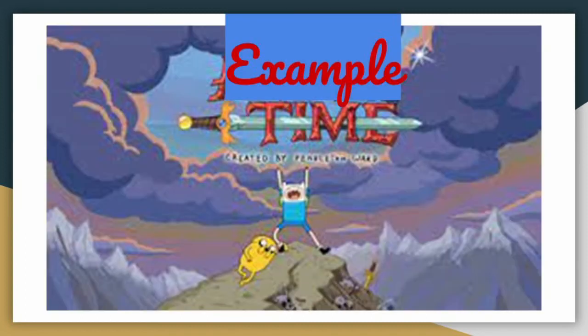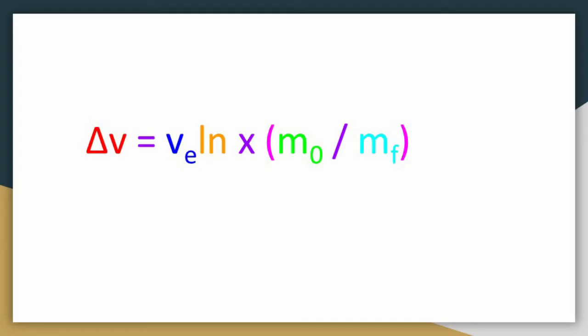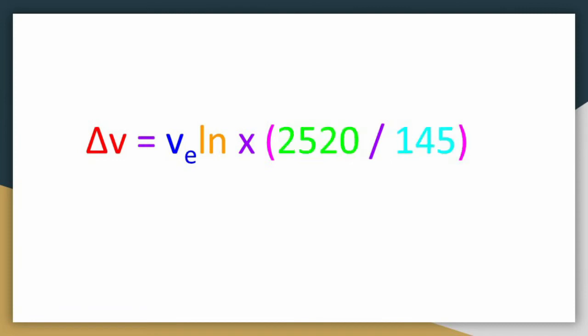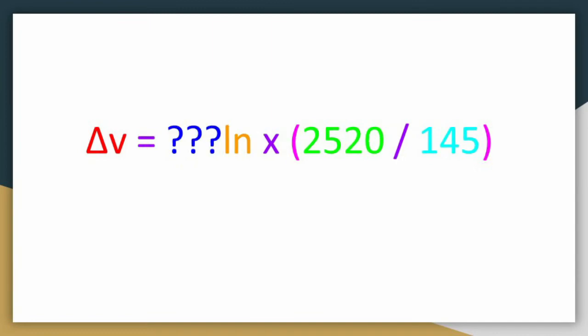Let's try a real example. I know, more math, just burn through it, it'll be worth it. The Saturn V rocket weighed 2,520 tons, and after burning all its fuel, it weighed about 145 tons. And its exhaust velocity is... Wait, I can't find it.